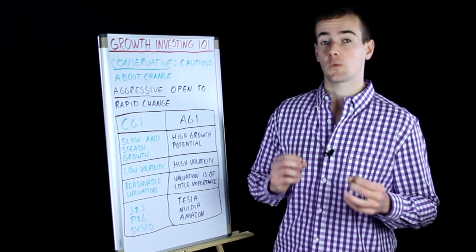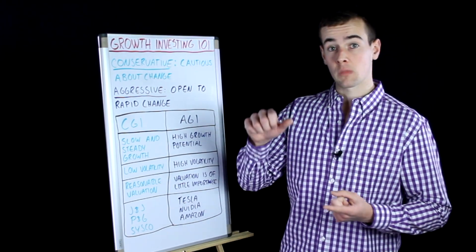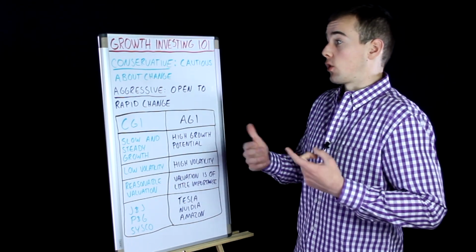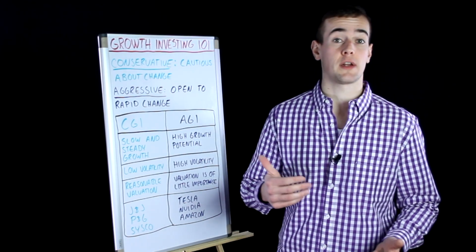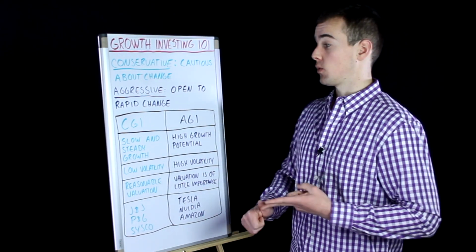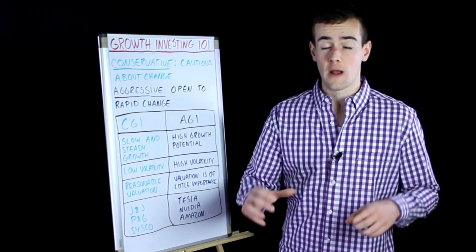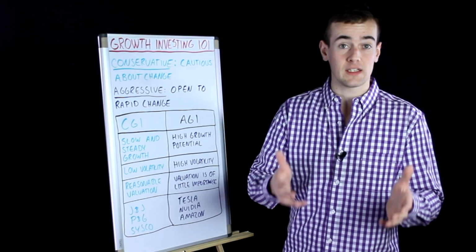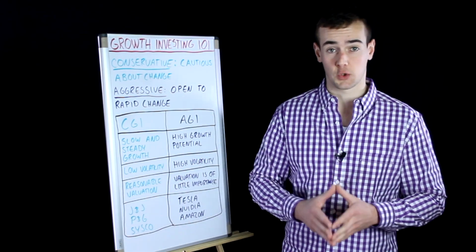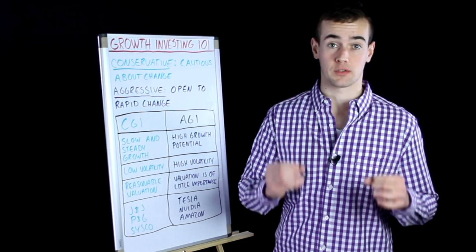So first of all, the easiest way to explain this is to start by defining both conservative and aggressive. Conservative simply means cautious about change. You're not interested in a lot of rapid change or sudden change, while aggressive means you are open to rapid change. So if you are a conservative investor, you're not looking to have any kind of crazy amount of change take place in a short period of time. But if you're an aggressive investor, you're open to massive amounts of change.